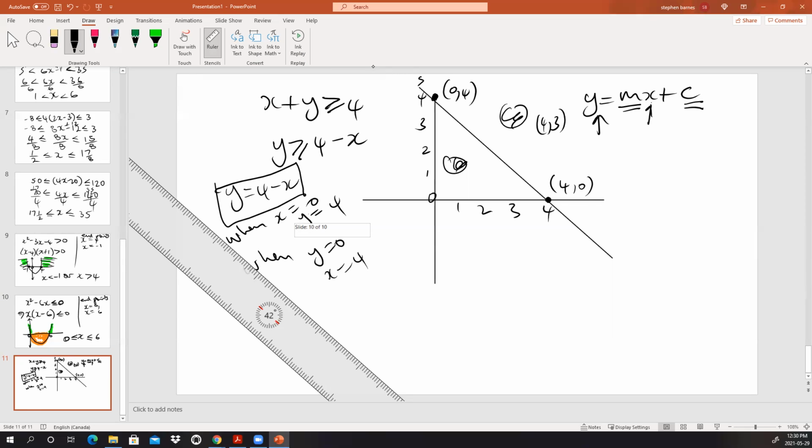4 plus 3, so remember, this is x plus y. Whatever satisfies this condition, you're good. x plus y is greater than 4. So x is 4, y is 3. 4 plus 3 is 7, which is greater than 4. So definitely the shaded region is on this side.